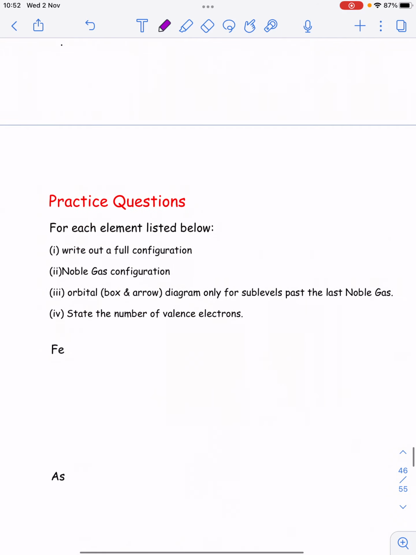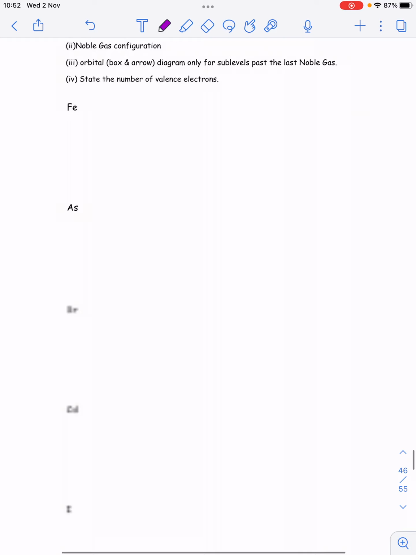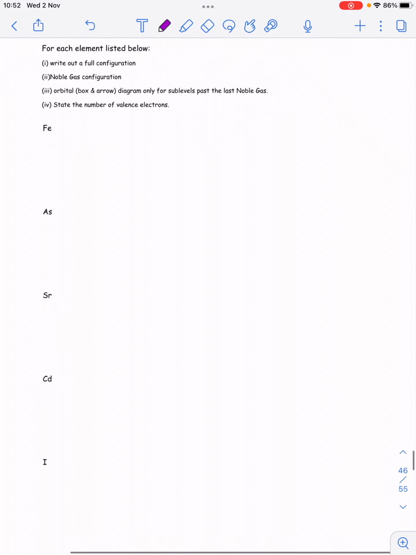If you go ahead to this page here, there are some good practice problems of this concept. So this will be the homework, and I will post the solutions.